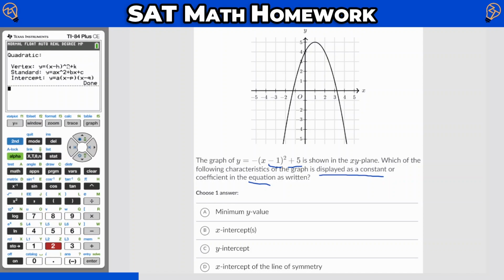And the x-coordinate of the vertex is the opposite, that's why there's a minus, the opposite of that h-coordinate. And the y-coordinate of the vertex is whatever this is. That's why it's a plus. You don't take the opposite. So the vertex is (1, 5).